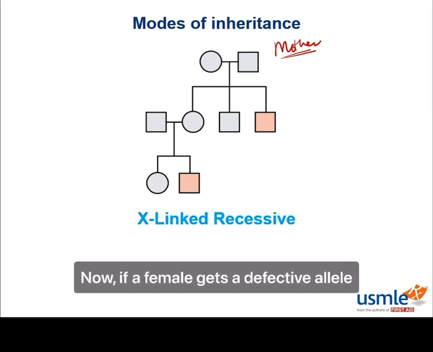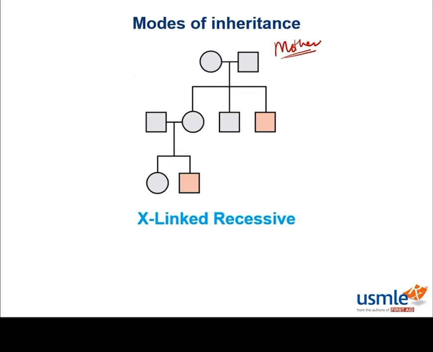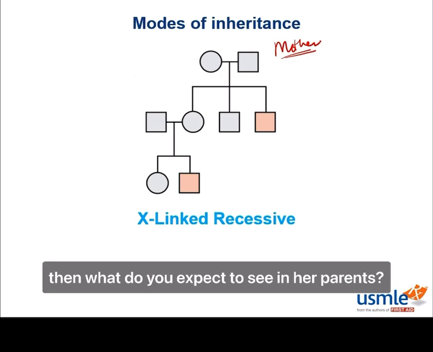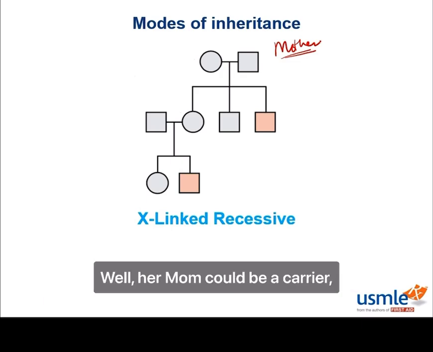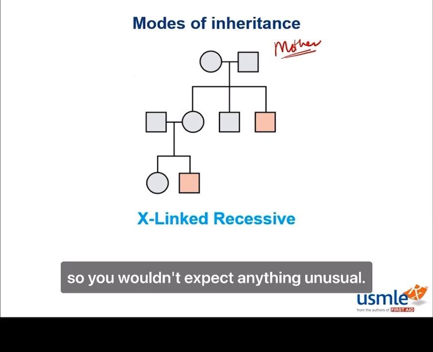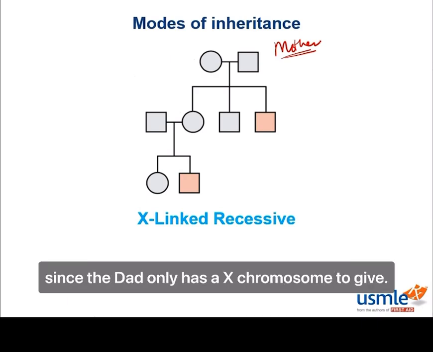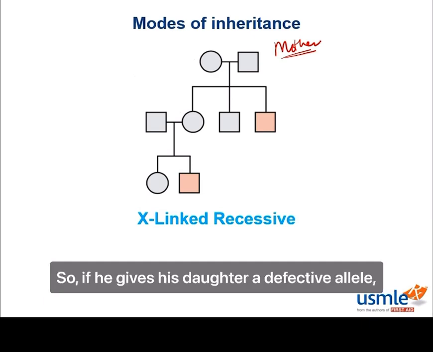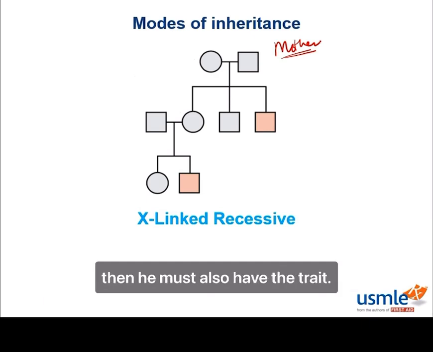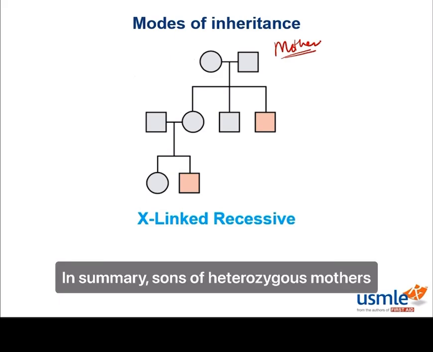Now, if a female gets a defective allele from each parent, then what do you expect to see in her parents? Well, her mom could be a carrier, so you wouldn't expect anything unusual, but her dad must also have the trait, since a dad only has the X chromosome to give. So if he gives his daughter a defective allele, then he must also have the trait. In summary, sons of heterozygous mothers have a 50% chance of being affected, and there is no male-to-male transmission.